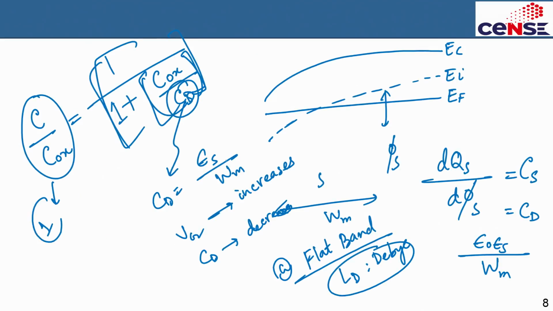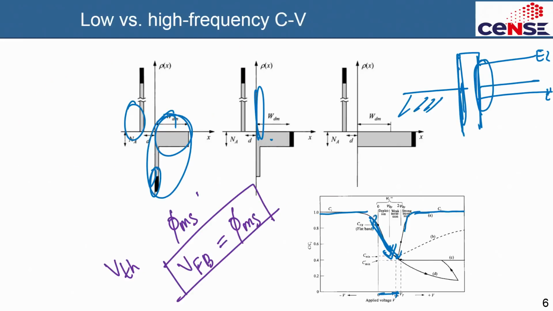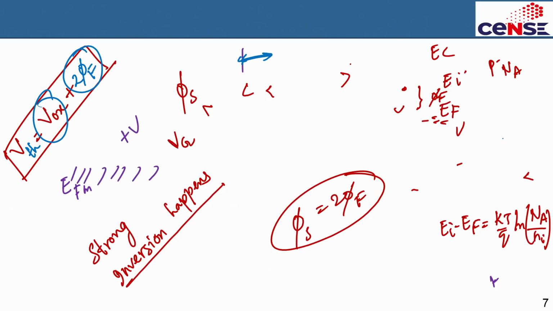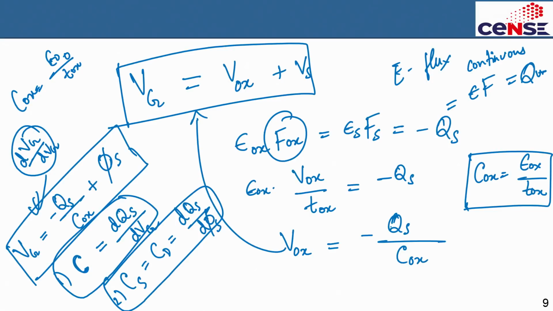At flat band condition, this quantity will become C Debye, the depletion at flat band condition, and that will manifest itself as this point. Okay, but remember, this flat band voltage here is 0, but in reality the flat band voltage will be shifted by the metal semiconductor work function difference. Okay, so that you should keep in mind. So this equation we have learned.